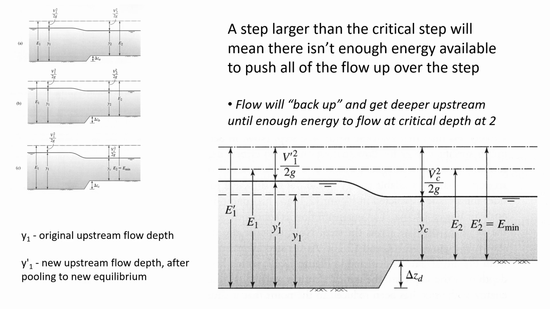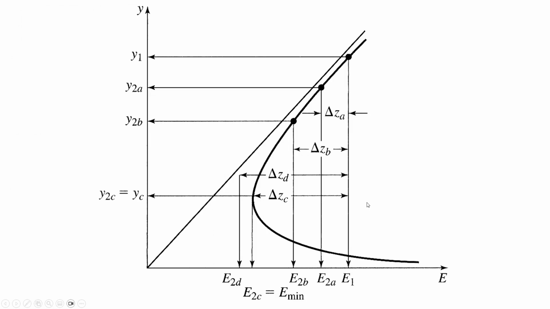Energy is available at 1 and required at 2. How much energy is required at 2? Well, you have to have enough energy to get over the step height and enough energy to flow at least at critical conditions, because critical conditions is where we have the least amount of specific energy for a certain amount of flow rate.